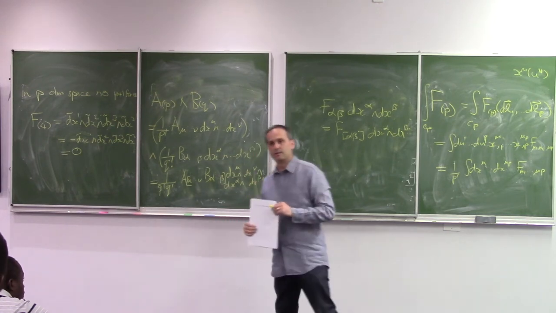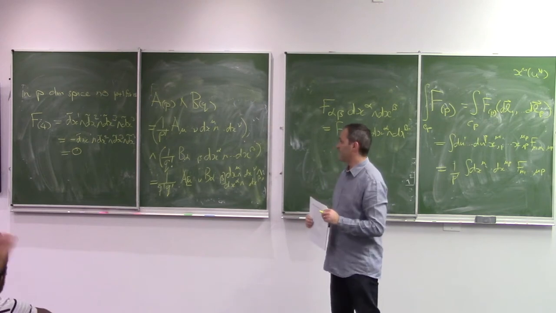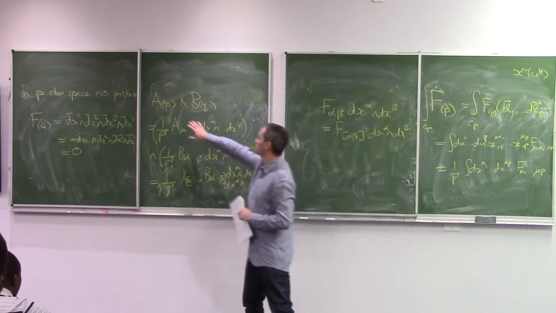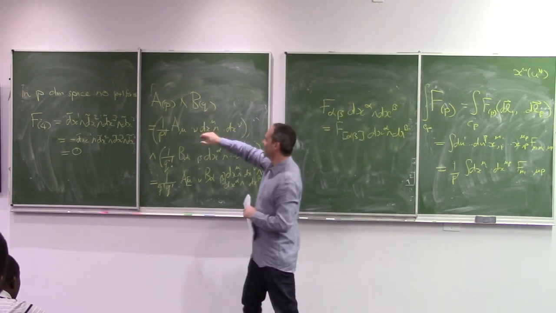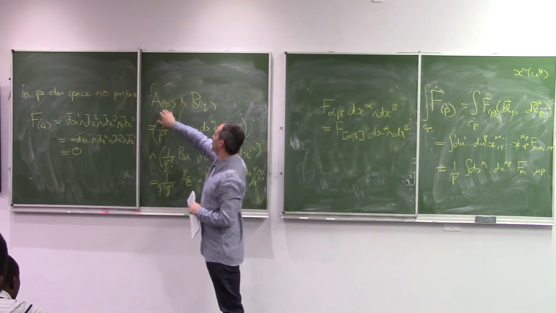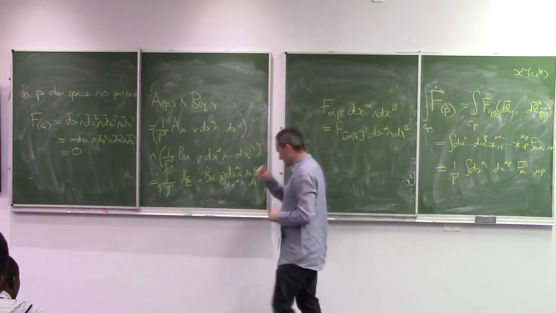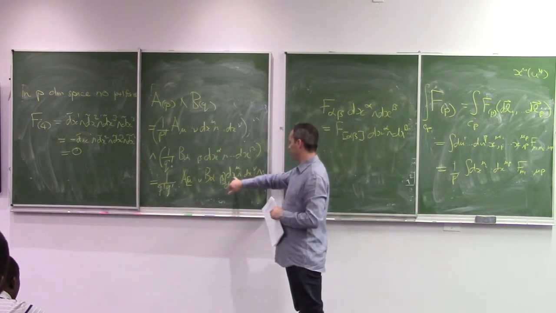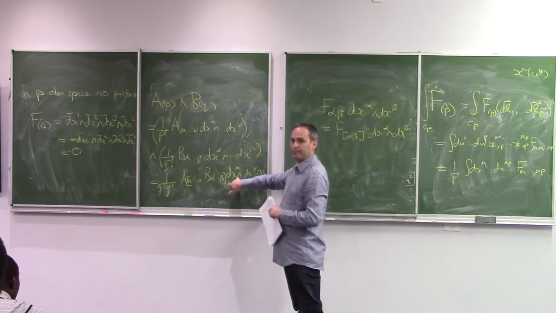Another question: can we think of the wedge product of a P form and a Q form as another P plus Q form? Yes, exactly. So I was interrupted, let me go back to this calculation. Now, I'm calculating the wedge product of a P and a Q form, and that's going to give me a P plus Q form. Because you can see, it's written in terms of indices which multiply the P plus Q volume form.